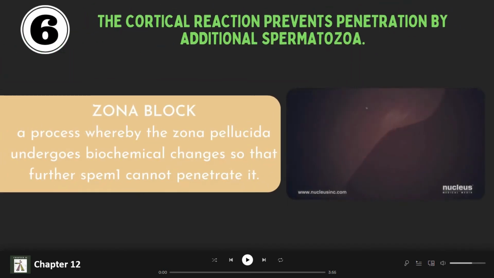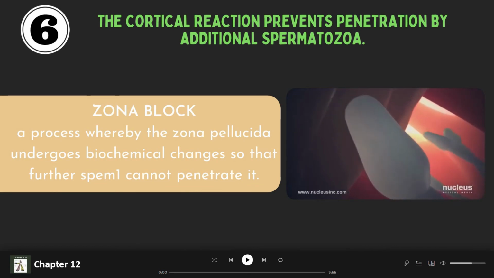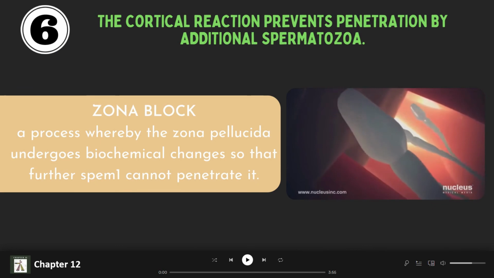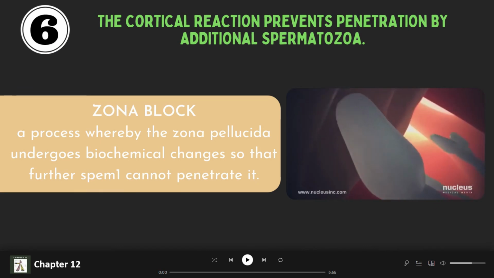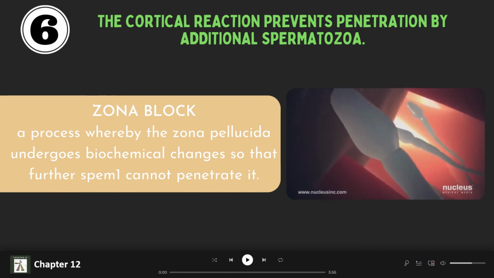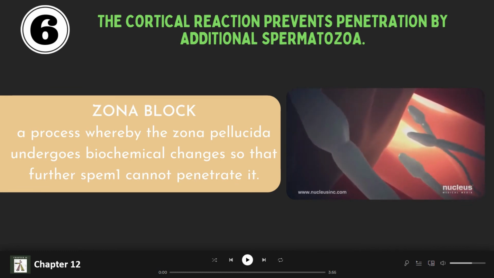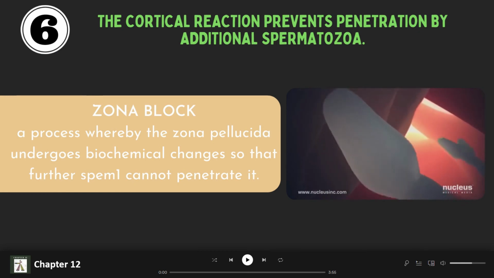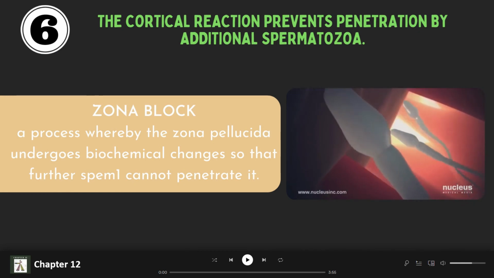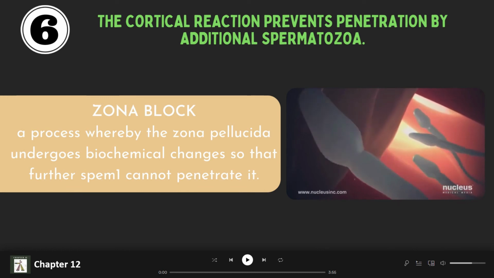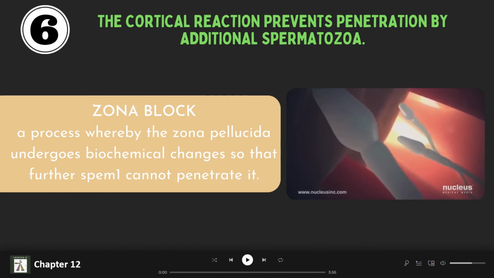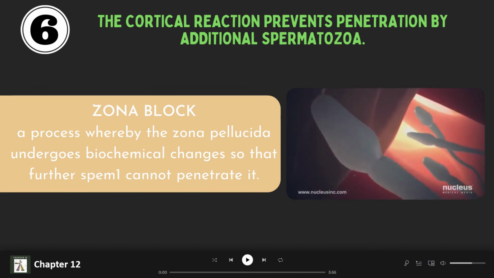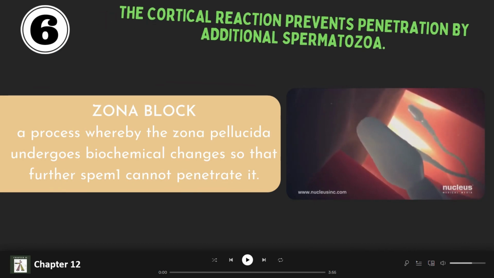Next is the cortical reaction. After membrane fusion, the oocyte undergoes a series of changes that prepare it for early embryogenesis. The most easily recognizable is the cortical reaction. Exocytosis of the cortical granules results in the zona block. Zona block is a process where the zona pellucida undergoes biochemical changes so that further sperm cannot penetrate it. Polyspermy is prevented by the zona block.